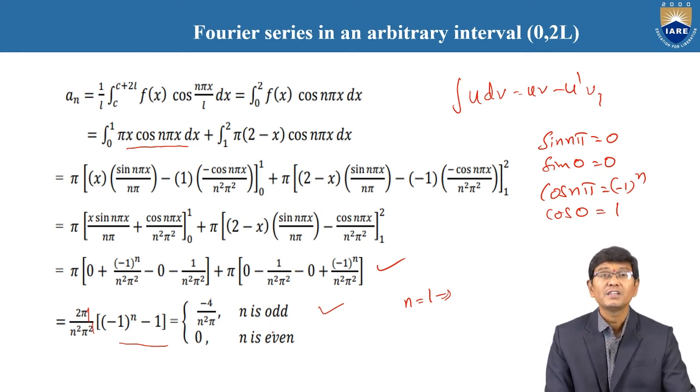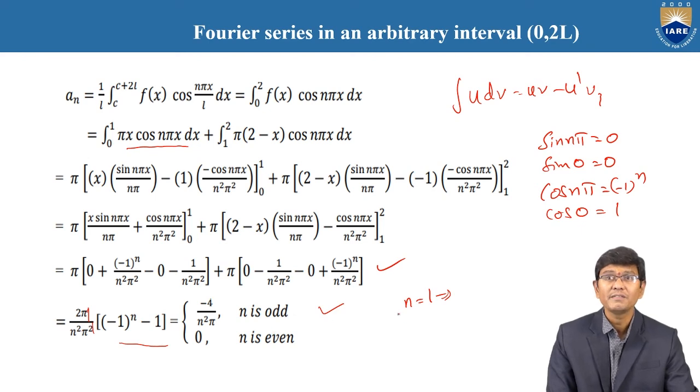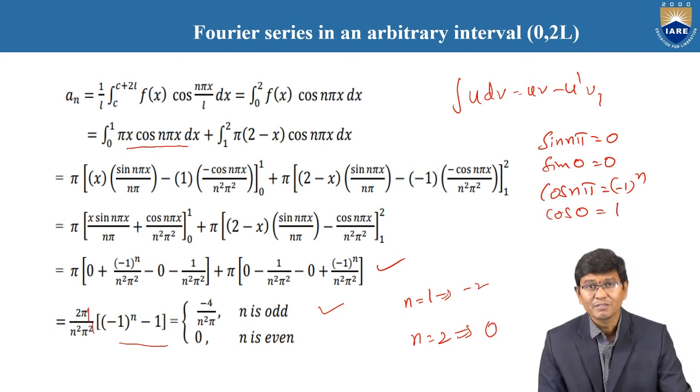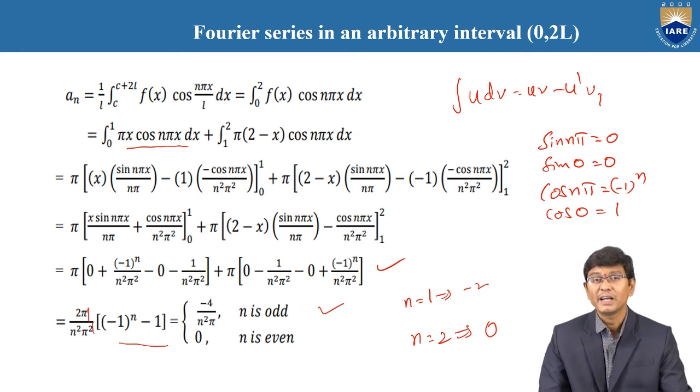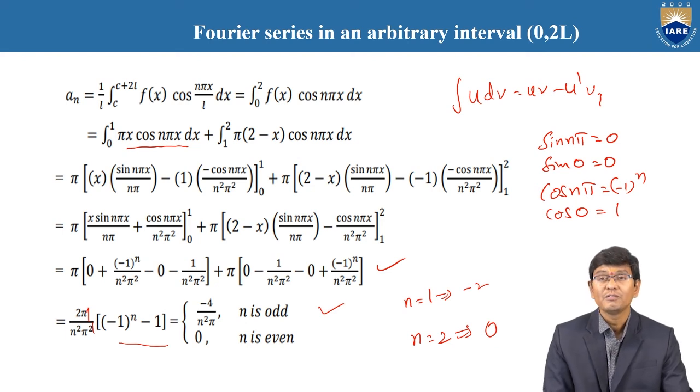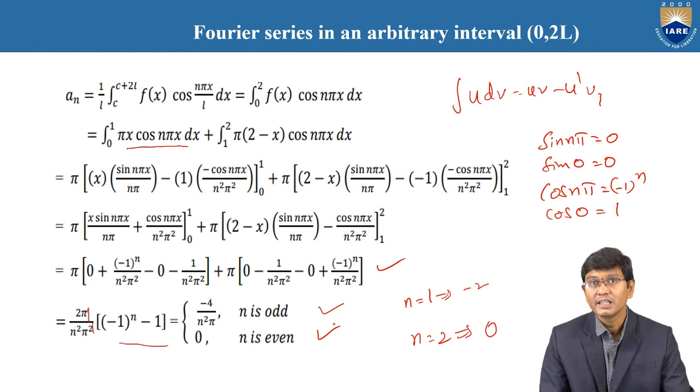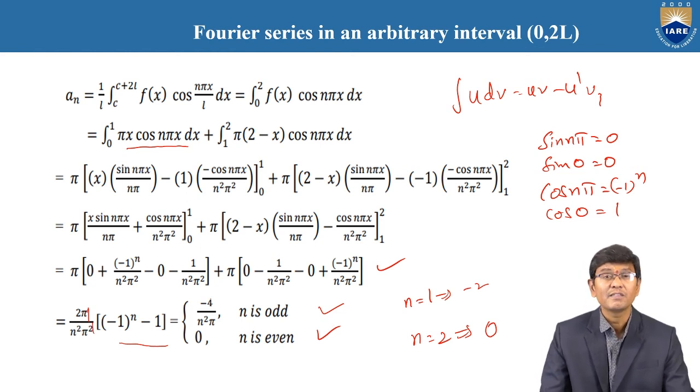And similarly, if n is even, you assume that n is equal to 2. Therefore, the numerator value is 0, because (-1)^n with n equal to 2 is minus 1 whole square, which is 1, and 1 minus 1 is nothing but 0. Therefore, with the help of this, for n even and n odd, the values are clearly minus 4 by n square into pi, and the second value is 0.